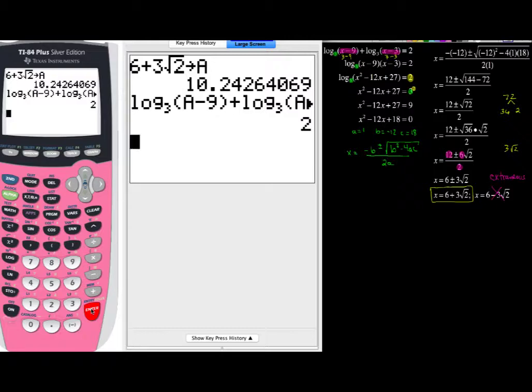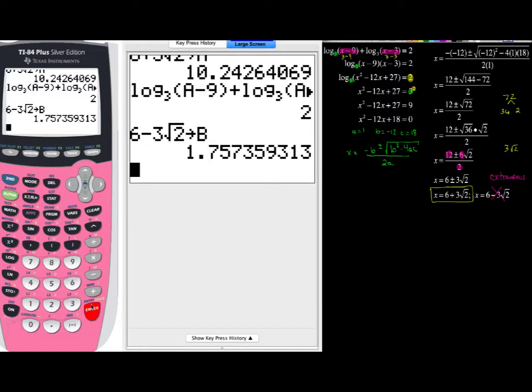Now I had another solution, 6 minus 3 square root of 2. So we're going to type that into our calculator and then store that. So we hit the store button, then alpha B, and then hit enter. Now notice on this one we get a value of 1.757.